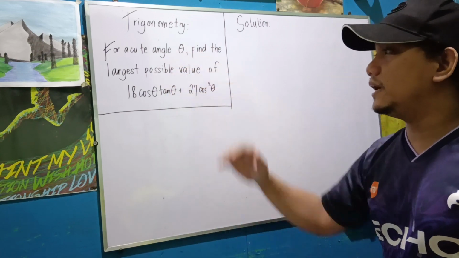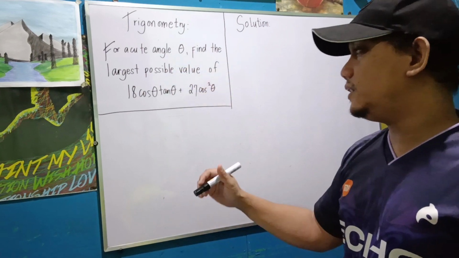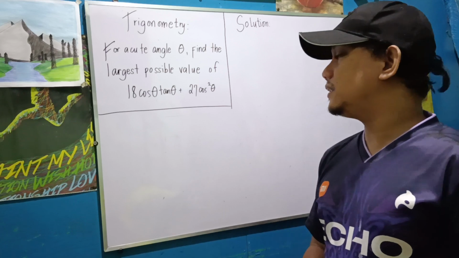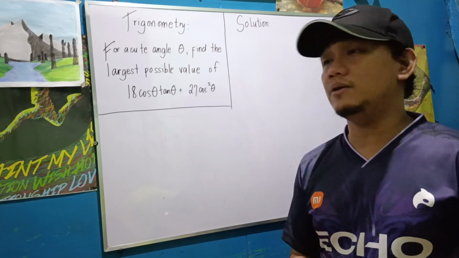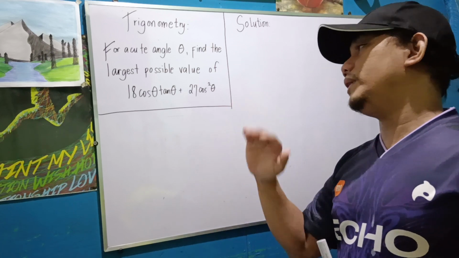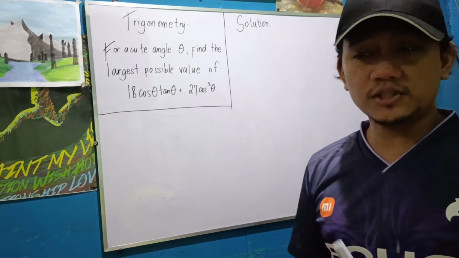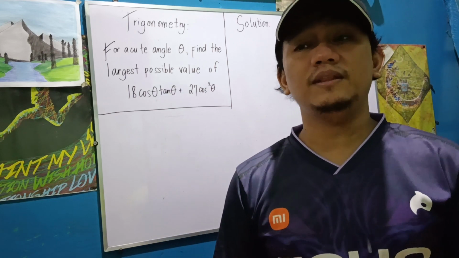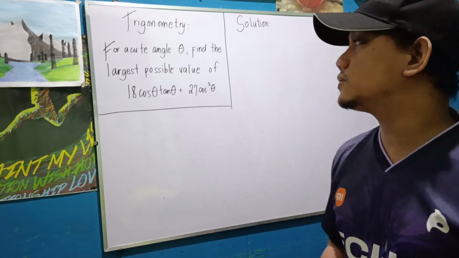So for acute angle theta, find the largest possible value of 18 cosine theta tangent theta plus 27 cosine squared of theta. So what do we do with that problem, Sir IJ? So as much as possible, we have to simplify everything in terms of one trigonometric function.